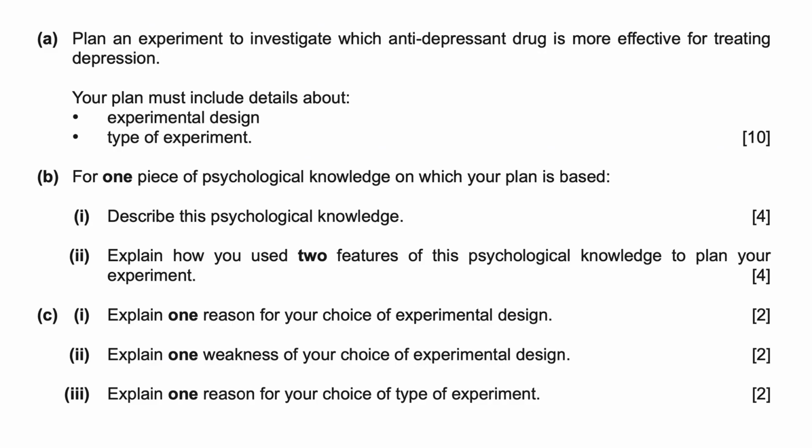Plan an experiment to investigate which antidepressant drug is more effective for treating depression. I look at the bullet points to make sure I understand what they expect of me. I know what experimental design is, which surprisingly students still don't know what that is. They'll say, oh, I'll use a lab study. Please don't do that. If you don't know what an experimental design is, maybe do the other choice instead. Experimental design is how you allocate your participants: independent groups, repeated measures, or matched pairs.